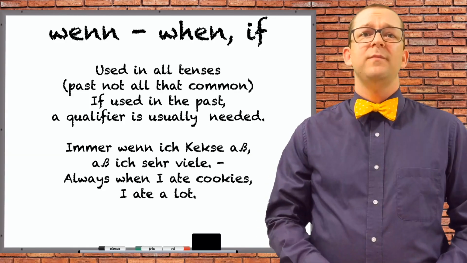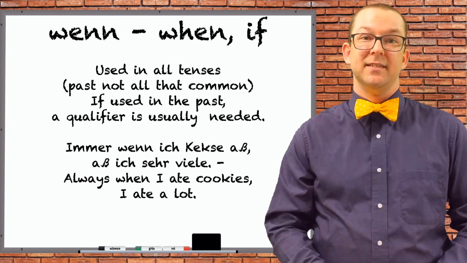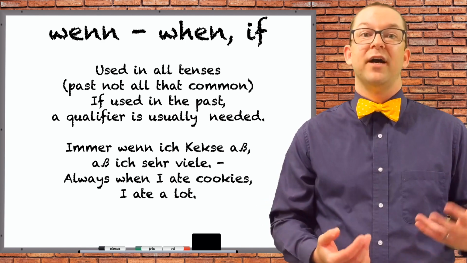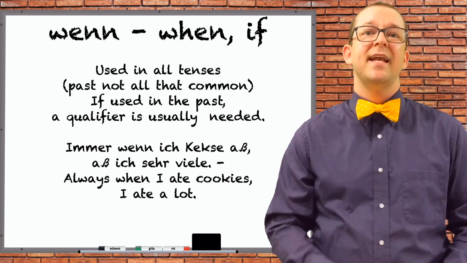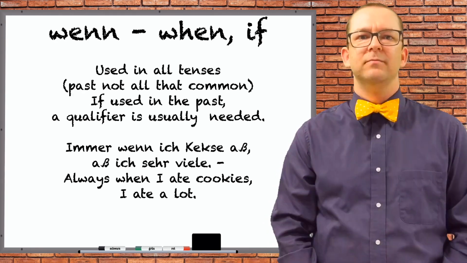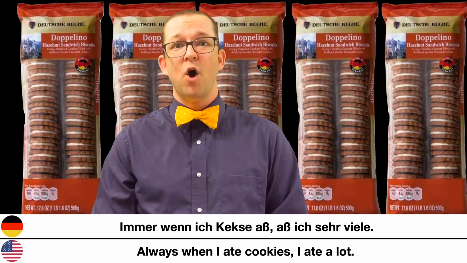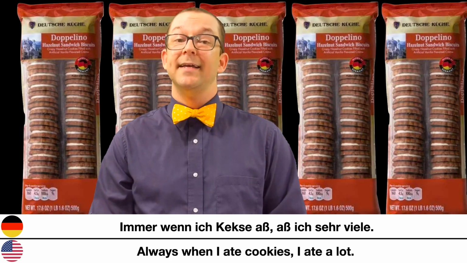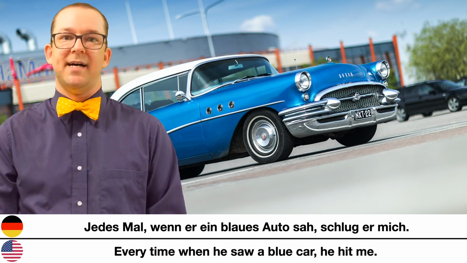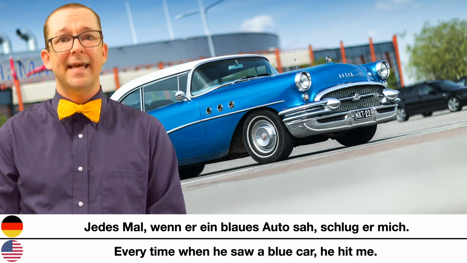While als can only be used in the past, the conjunction wenn can be used with all of the tenses. If you want to use it with the past, however, you're probably going to need a qualifier before wenn. You should indicate how often it occurred in the past when you use wenn. For example, immer wenn ich Kekse aß, aß ich sehr viele. Always when I ate cookies, I ate a lot. Jedes Mal, wenn er ein blaues Auto sah, schlug er mich. Every time when he saw a blue car, he hit me.